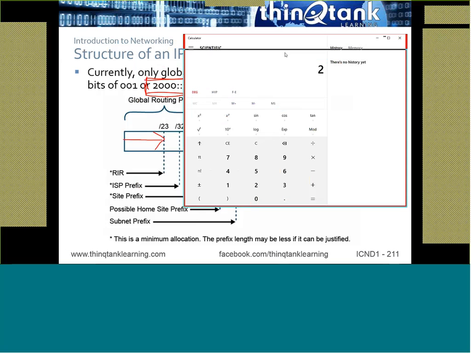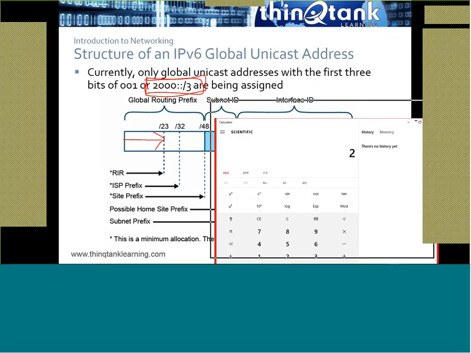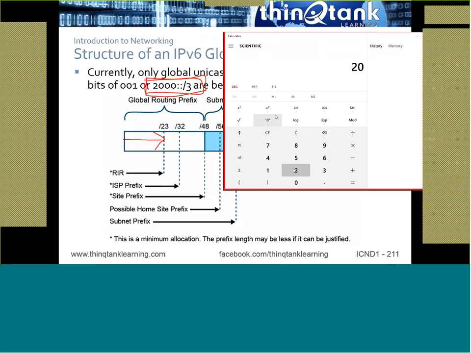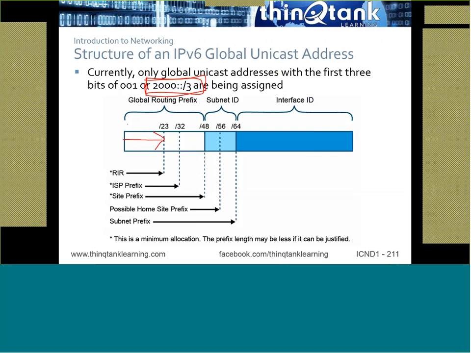2 to the power of, well, let's do 23 minus 3. Where's my clear? There we go. 23 minus 3, yes, I did that. That's 20, right? So if I take 2 to the power of 20, that's 1,048,576 subnets in this range that I created. Who's getting those networks? The regional internet registries. Does that make sense?